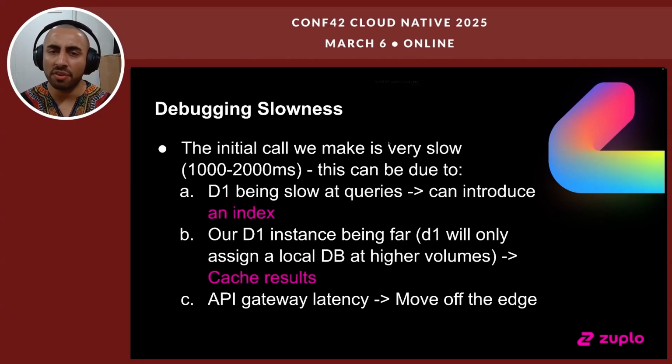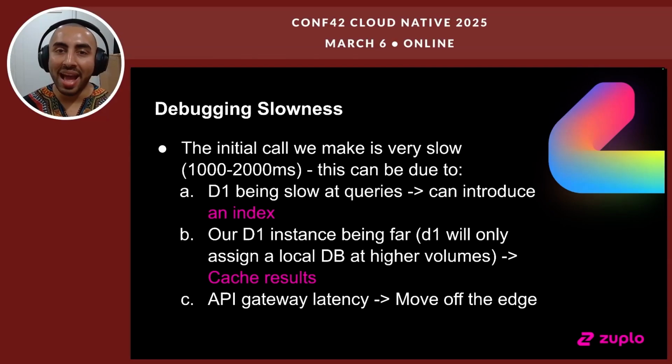So in any function as a service, there's going to be some sort of slowness. So we should try to debug it and rule out what could be going on. The initial call, like I showed you, took between 1,000 and 2,000 milliseconds, which is obviously too slow for any user, especially when I just said we were prioritizing performance. So here are some reasons for what might be happening.